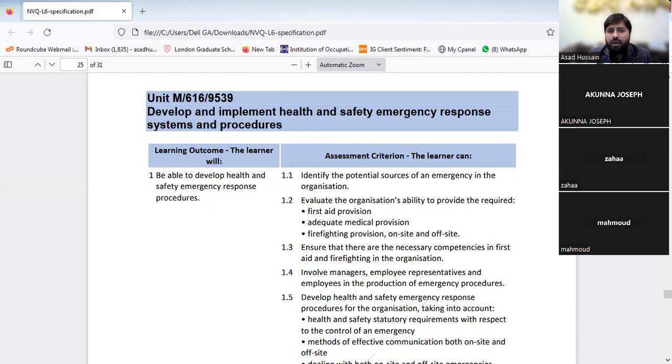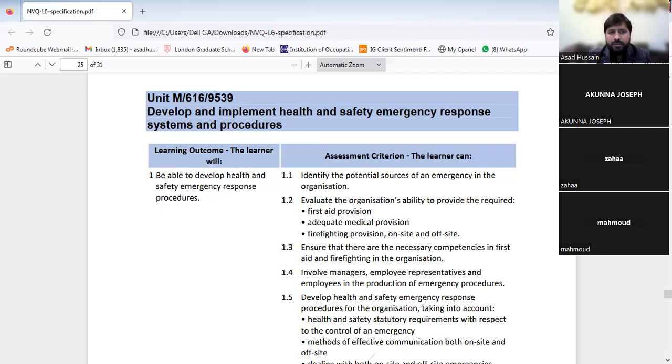As usual, this unit also consists of learning outcomes and assessment criteria. Before commencing the discussion, first we will have a look at how many learning outcomes and how many assessment criteria there are in unit 8 of NVQ Level 6. We have 4 main learning outcomes in this unit. The first 3, as usual, require assessment criteria, and the fourth is the learning outcome with respect to CPD, which we are going to discuss at the end of this course.